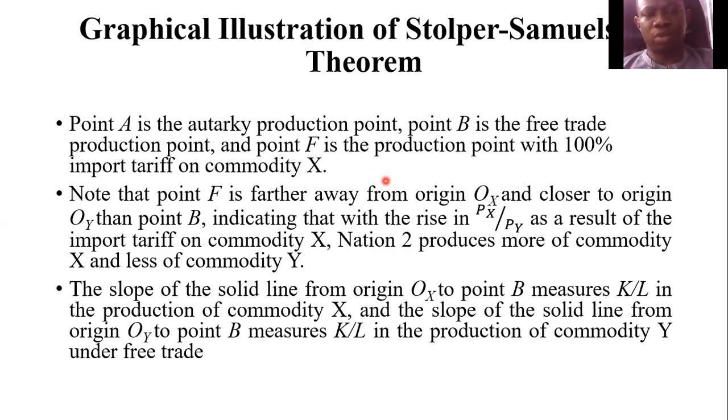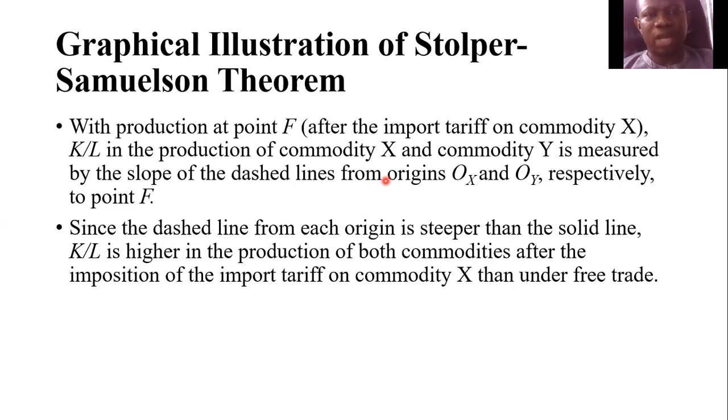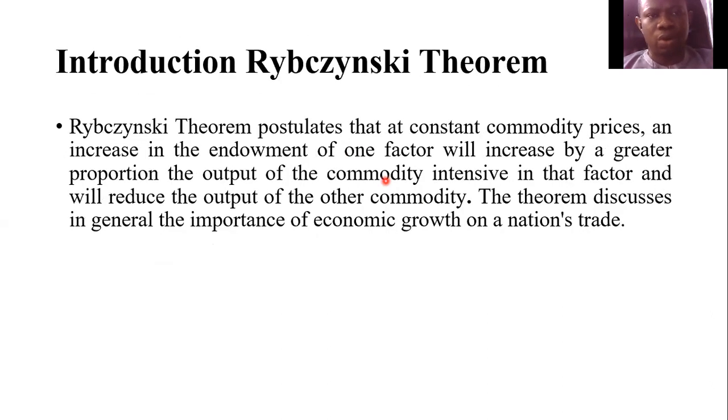Point A is the autarky production point. Point B is the free trade production point, and point F is the production point with a 100% import tariff on commodity X. Note that point F is further away from origin X and closer to origin Y, and you can easily digest all of this in line with the explanations I just provided. And with the graphical illustration of the Stolper-Samuelson theorem, we can digest the basic underlying issues and tools in the theorem.